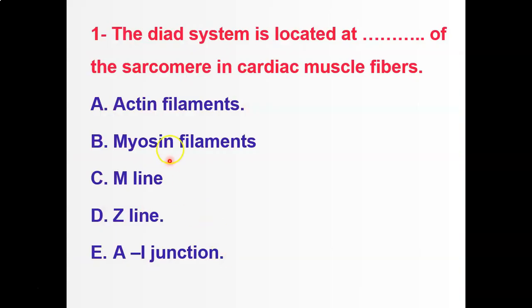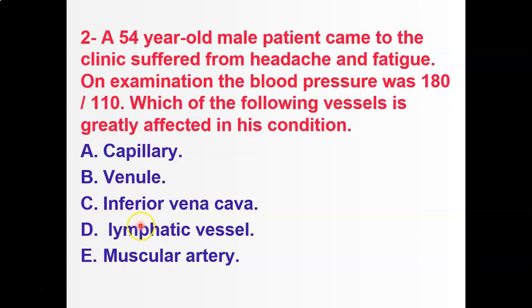MCQ question. The Hiatt system is located at what part of the sarcomere in cardiac muscle fibers? In your opinion, it is located at, yes, the Z line, exactly.